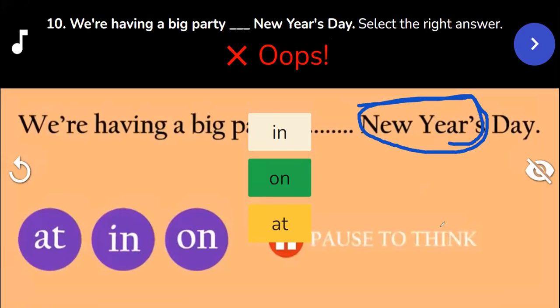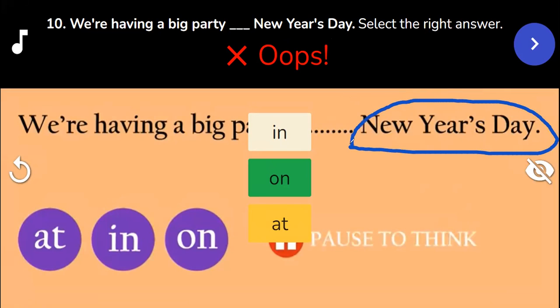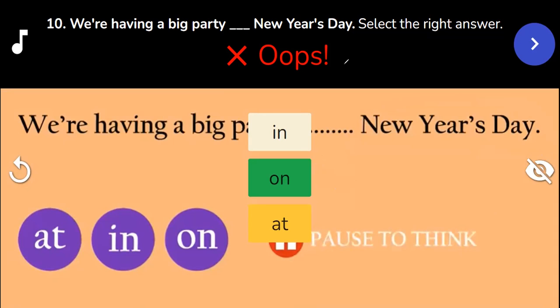Día. Ahí es una festividad, ¿ok? Pero como dice New Year's Day, por la palabra day, nos vamos por un día específico, ¿ok? And then we have to use on. That's why. Porque también está, por ejemplo, si ven Christmas Day, ¿qué más?